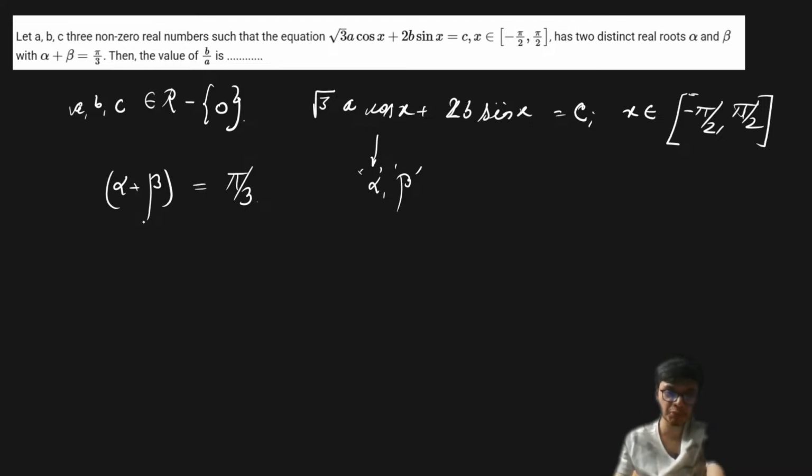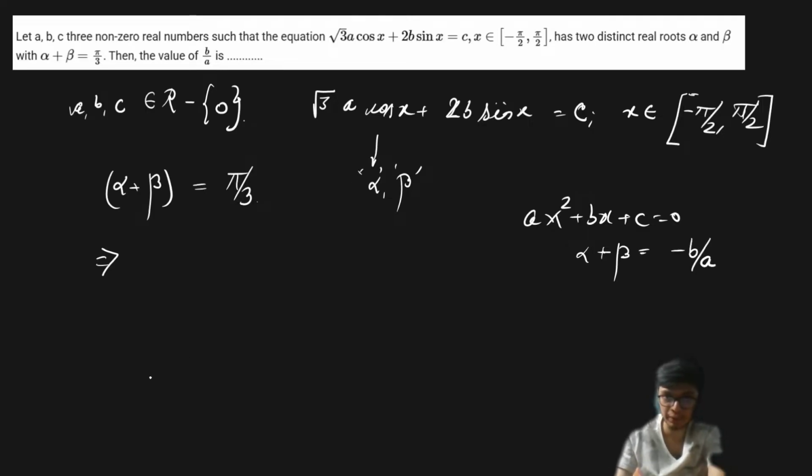If you recall, the sum of the roots of any quadratic equation is minus b upon a. If I have a general quadratic equation ax square plus bx plus c equal to 0 with roots alpha and beta, the sum of the roots is equal to minus b upon a. Similarly, here the sum of roots is given as pi by 3. But since this is not a quadratic equation, it is not that simple to solve.